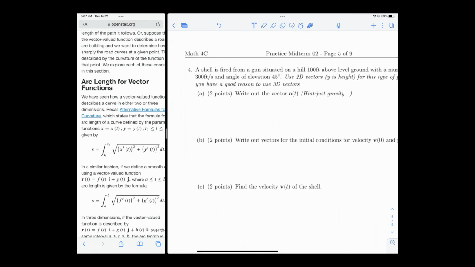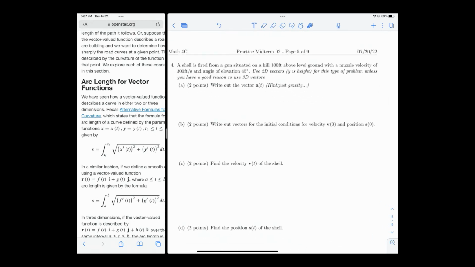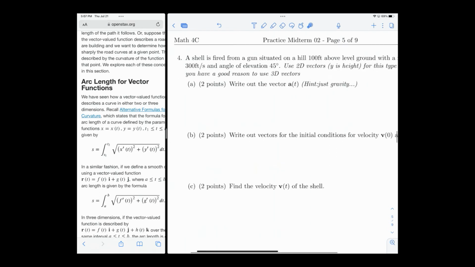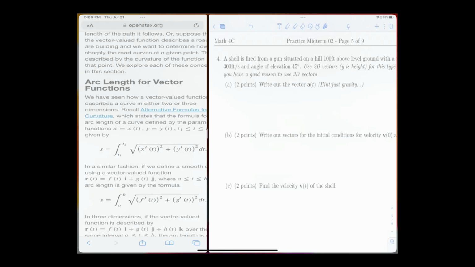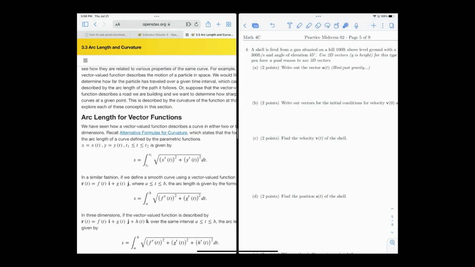All right, let's look at this one. A shell fired from a gun situated on a hill 400 feet above ground level with a muzzle velocity of 300 feet per second, at an angle of 45 degrees. Use 2D vectors. Write out the vector a(t). Hint, it's just gravity. So what's gravity in feet? I think it's going to be negative 32 feet per second squared. Of course, you can just look that up if you forget.